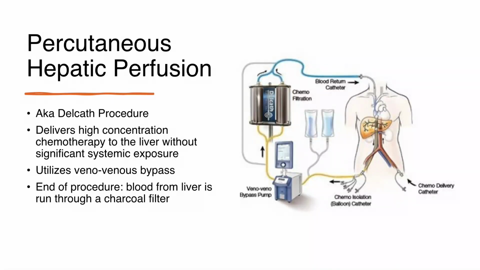The procedure utilizes veno-venous bypass while blood flow from the liver is temporarily occluded. At the end of the case, blood from the liver goes through a charcoal filter to remove excess chemotherapy before returning to the patient's systemic circulation.